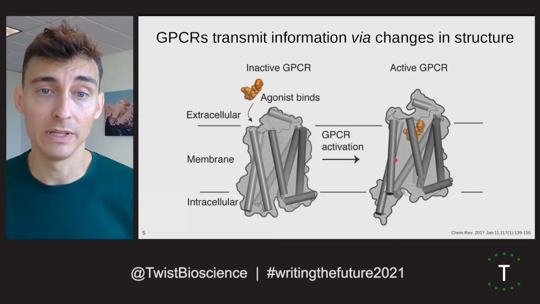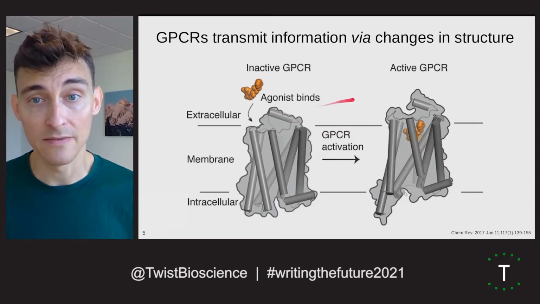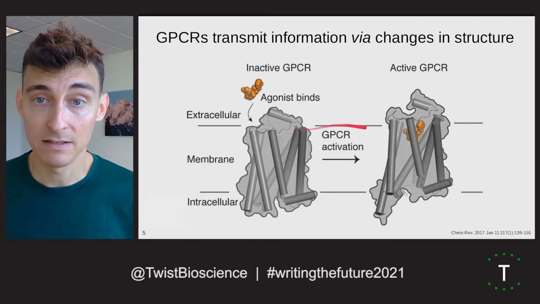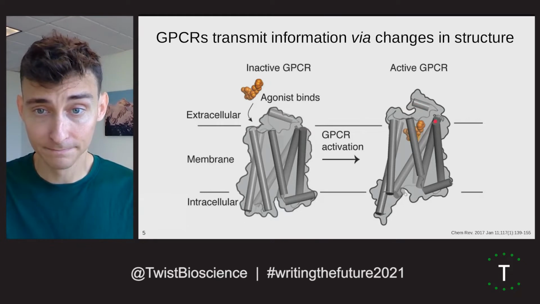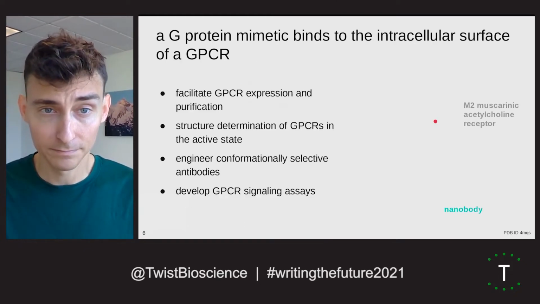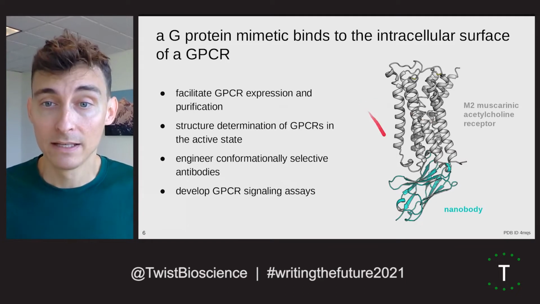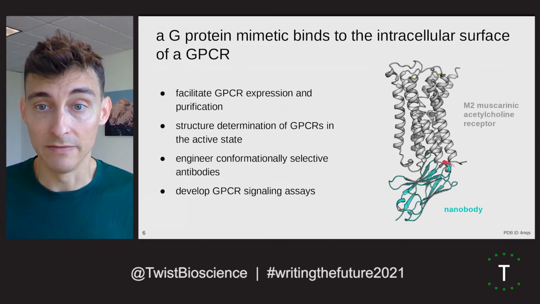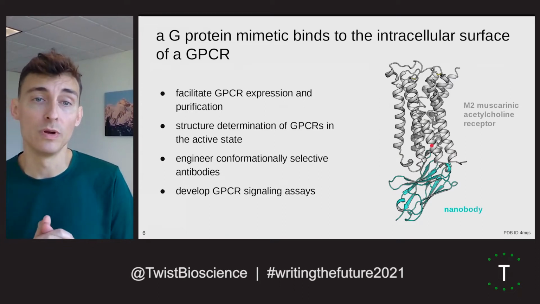Ideally, what we would like to be able to do is to control the conformational dynamics of these GPCRs and stabilize them in the inactive or active states at will. So a G-protein mimetic mimics the endogenous binding activity of a G protein and binds to the intracellular surface of a GPCR. And there's lots of useful things you can do with a G protein mimetic.